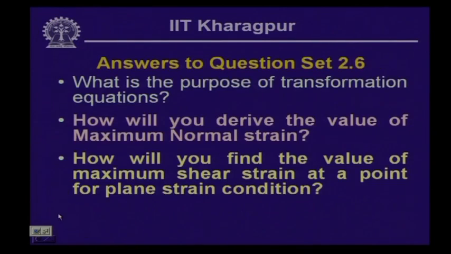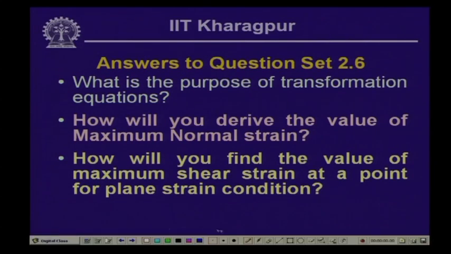Now, the second question was, how will you derive the value of maximum normal strain? Please note here that we are going to find out the value of the maximum normal strain. Now, we had computed the value of normal strain at a particular point when the axis system is oriented at an angle of theta with reference to x and y. Now, what we need to do is first find the value of the maximum normal strain and at which location that occurs.